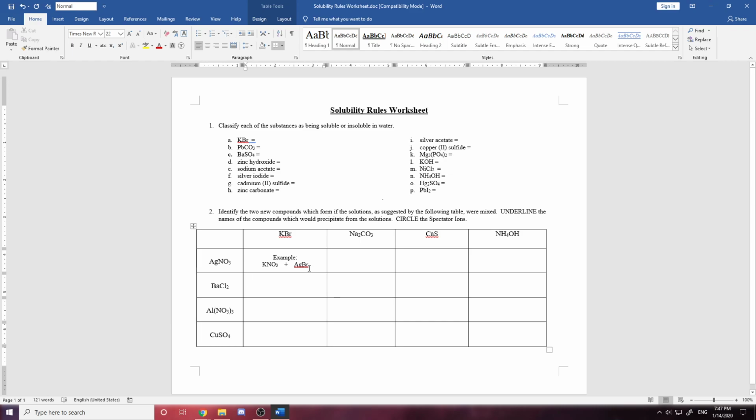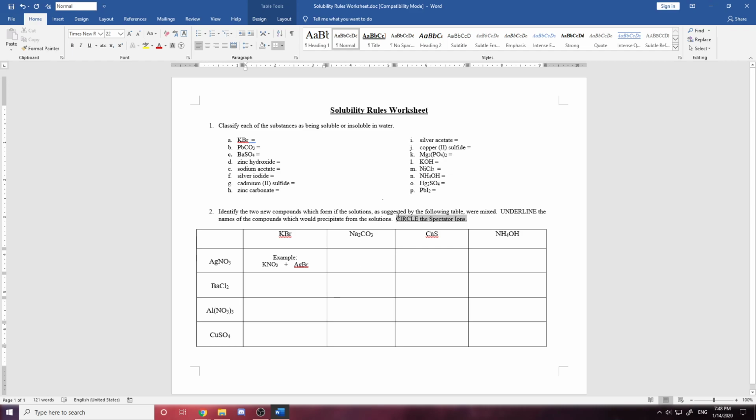After you have done that, you need to underline the compound that would precipitate from the solution. Or in other words, it would form a solid, or it's insoluble. Precipitates are compounds that are insoluble. So underline it. I know you can't see it, but this is underlined. This is what you'll do for all the rest of the boxes. You form your two new compounds from a double replacement reaction, and then underline the one, or circle, I guess.